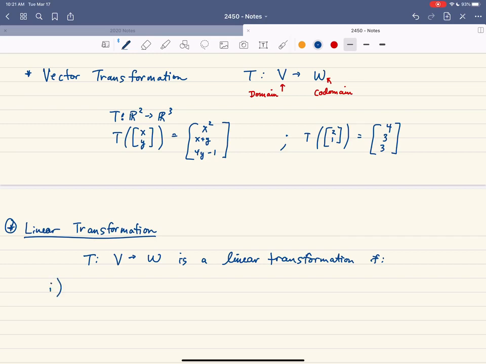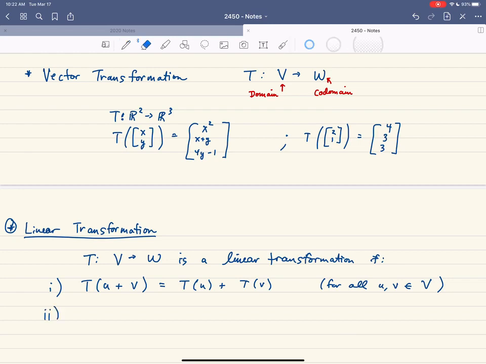One is what's called additivity. So whenever I take two vectors, u and v, T of u plus v is the same as plugging in T of u plus T of v. And I want this to hold for all vectors u and v in our domain. That's the first property, so that's called additivity.